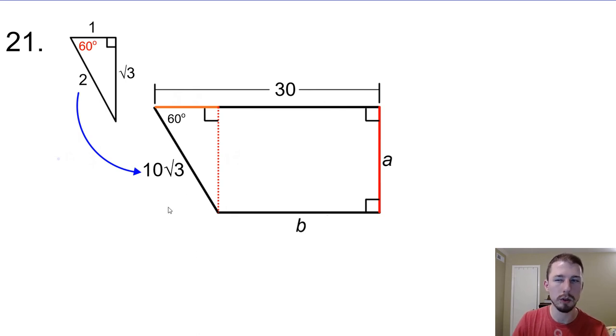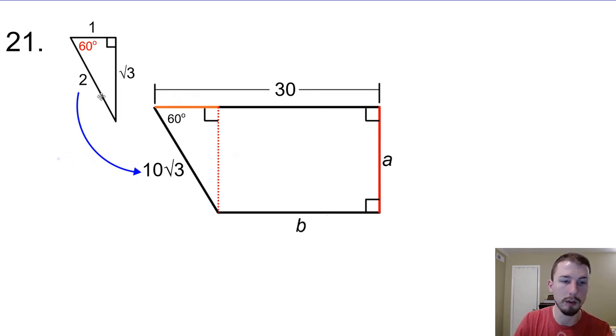All right, number 21. This one's a little tricky, so I'm going to do it with you. We got 60 degrees, so we got a little 30, 60, 90 here, which is similar to this one. Medium angle, medium side, biggest angle, biggest side, smallest angle. All right, so we got it all lined up.